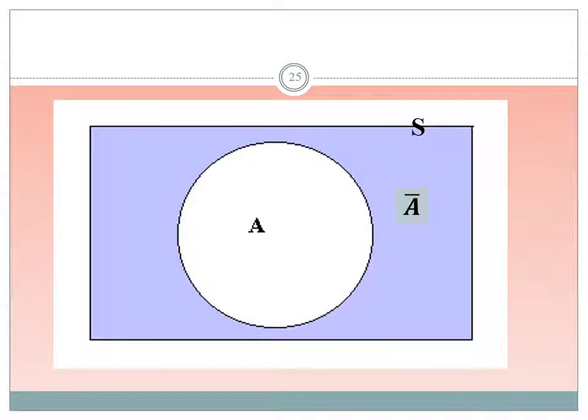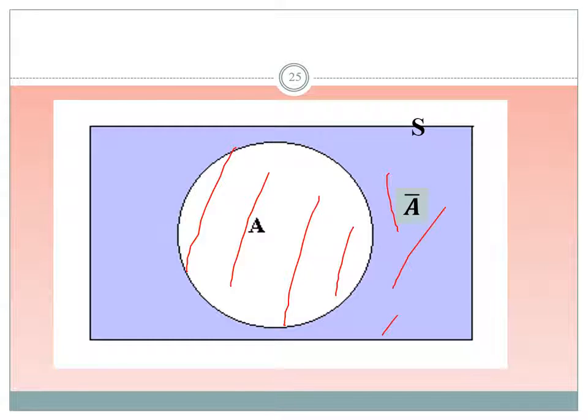Alright, so this is a simple example. This is event A, and this is the sample space. This is A complement. The blue shaded color is A complement. So this is the explanation based on the Venn diagram.